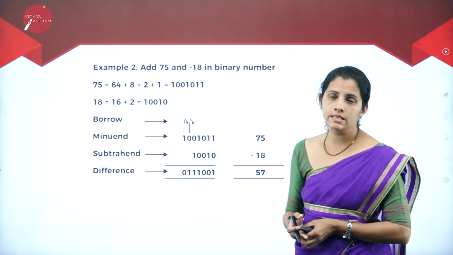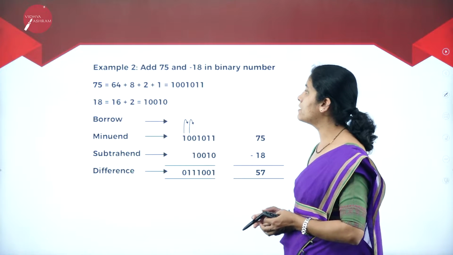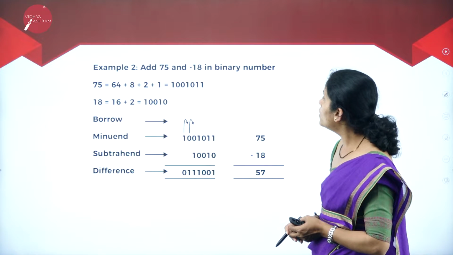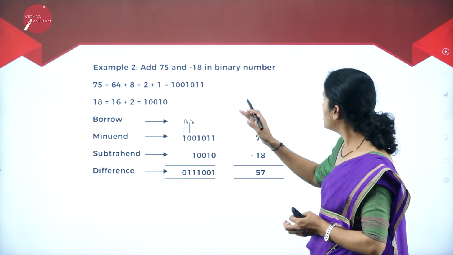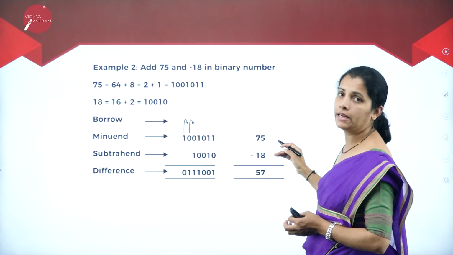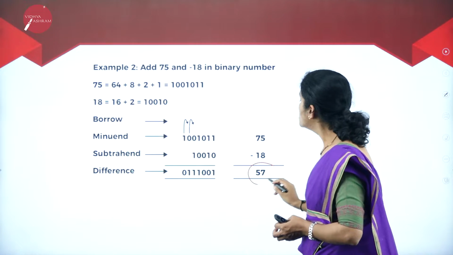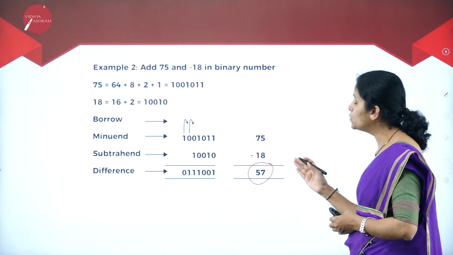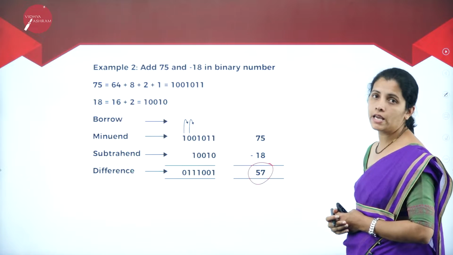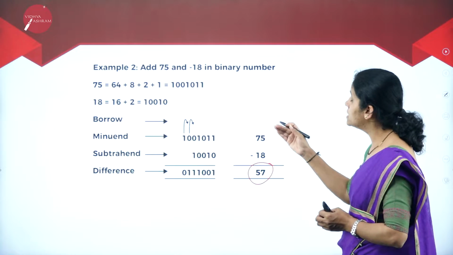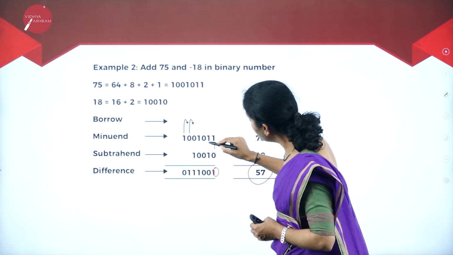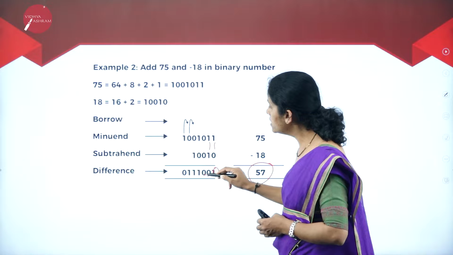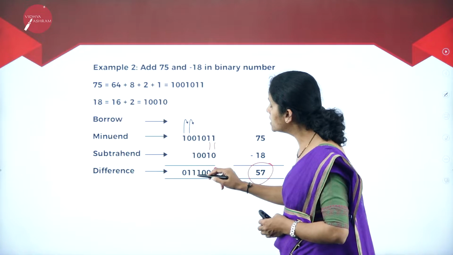Now, let me consider another example, that is 75 and minus 18. That means I want to subtract 75 minus 18. And when I subtract, I am going to get the value 57. So, what I want to do? First, I want to write the binary equivalent for each decimal number. Now I'm having 1 minus 1, it is 0. 0 minus 0, it is 0. 1 minus 0, it is 1.